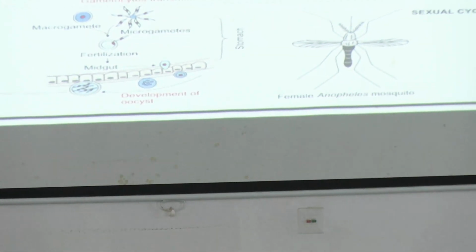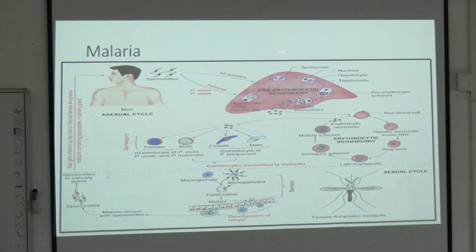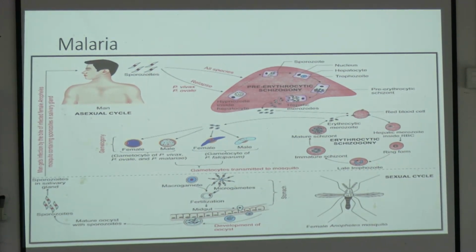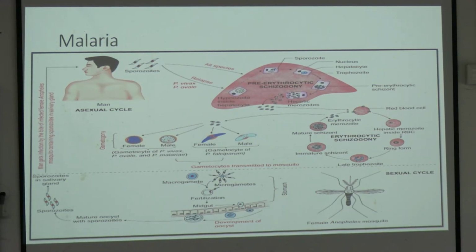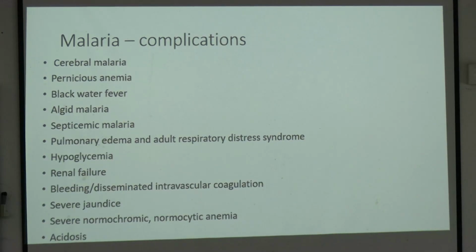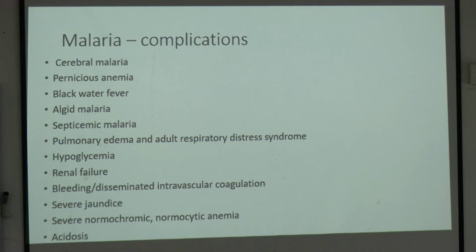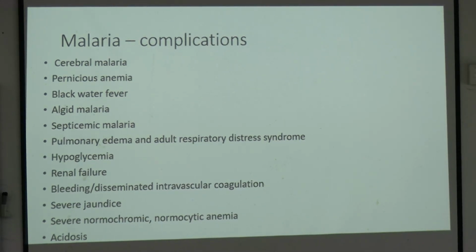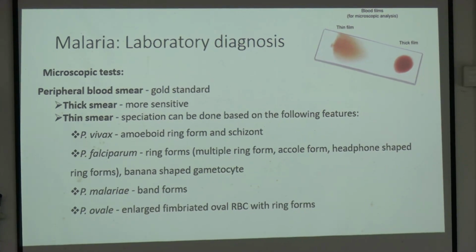I think you are mostly acquainted with the pathogenesis. The disease is spread by the mosquitoes, by the mosquito biting. Then from the mosquito it will enter into the hepatic stage, pre-erythrocytic schizogony, then the erythrocytic schizogony, then the gametocytic stage, and this cycle will go on. Coming to the complications, the most dreaded complication is cerebral malaria, or anemia, black water fever, septicemic malaria, and other systemic involvement like ARDS, respiratory, renal failure, etc.